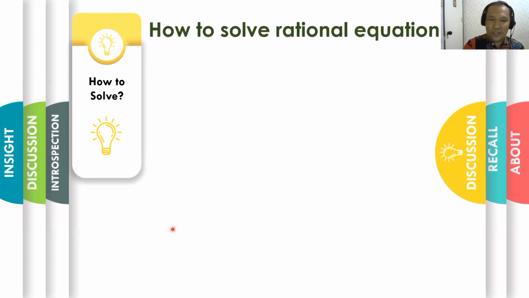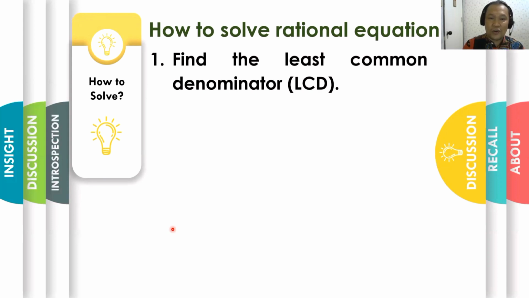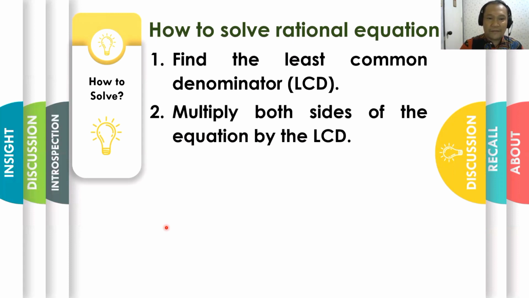Okay. Now, here is our guide in solving rational equation. How to solve rational equation? Number one, find the least common denominator. We're able to recall the concept of finding the LCM, and that concept will help us in finding for the LCD because the principle under the LCD is the same with the principle of LCM. It's just that we are looking for the LCM of our denominator. Next, after getting the LCD, we have to multiply both sides of the equation by the LCD. Okay? And then solve now our equation.